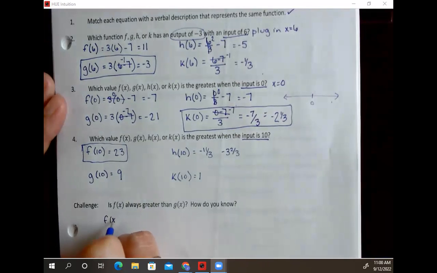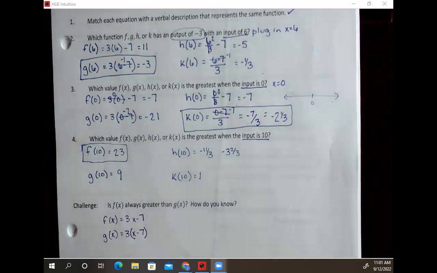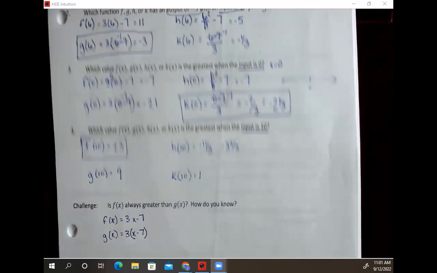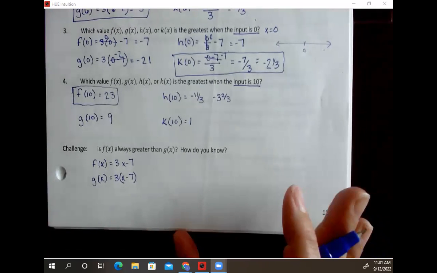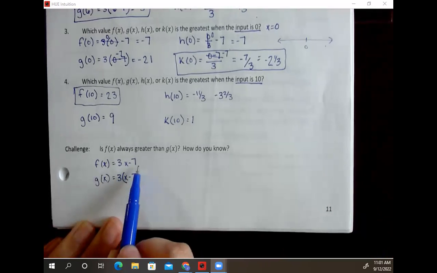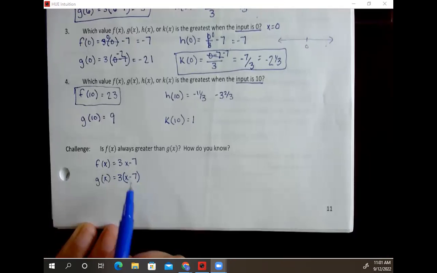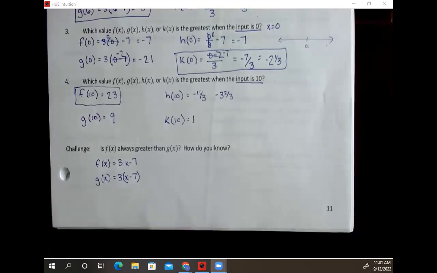So f of x, just so I've got it down here to look at, is 3x minus 7. And g of x is 3, and then in parentheses, we're multiplying by x minus 7. Now, if you remember vaguely from the last time you did some algebra, this is what we call slope-intercept form for a line. And then this guy we could call point-slope form. We talked about slope-intercept a little bit earlier this year, but we haven't done point-slope together yet. I know you may have seen it in maybe 8th grade, but it's been a minute.